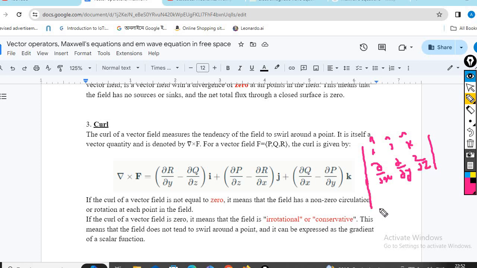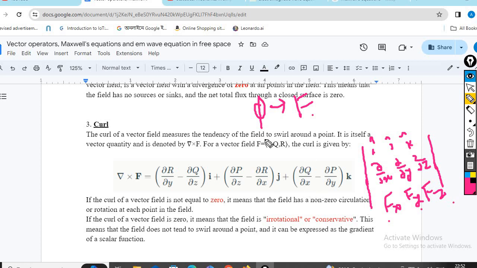And the vector, what we are talking about, say fx, fy and fz. So what we have done? Initially you have a scalar field. We have converted it into a vector field. Now the vector field has components fx, fy and fz.